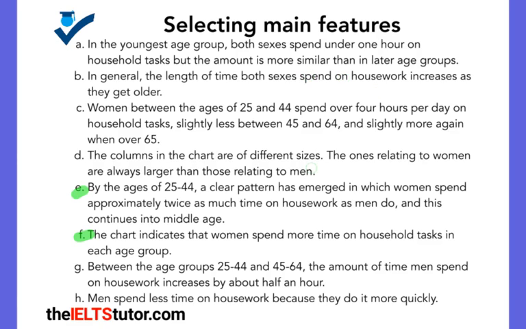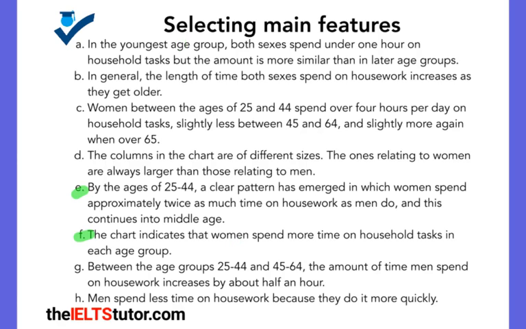Okay, and I think E and F provide a clearer picture. The difference between B and F is that you know that women spend more time in each age group. But for B, it just says that as you get older, you spend more time doing housework, but it doesn't really compare men and women. And A, I think, is too focused on detail. All right?